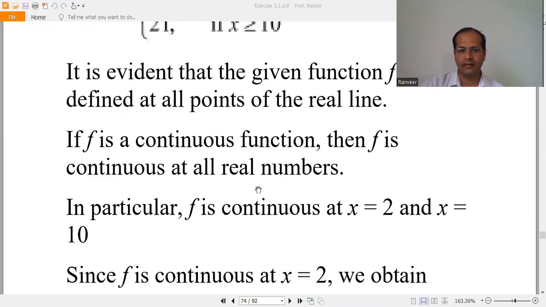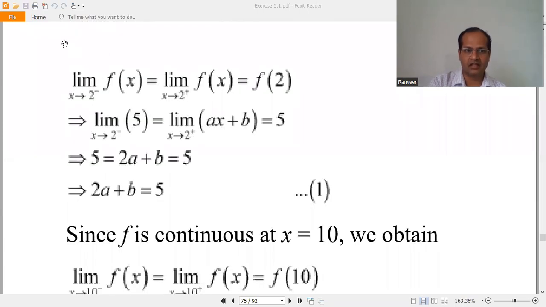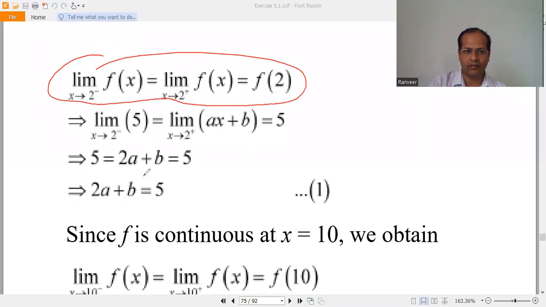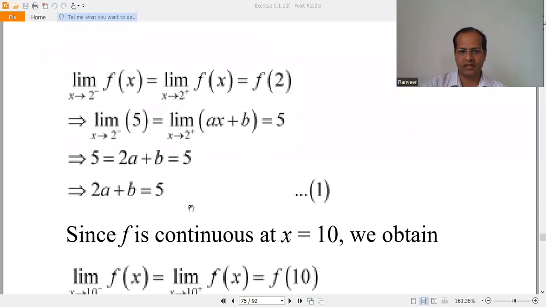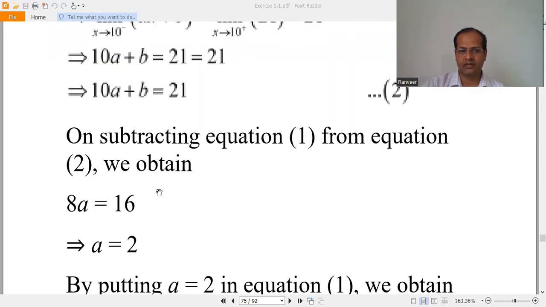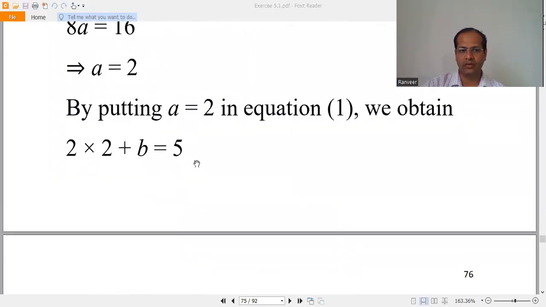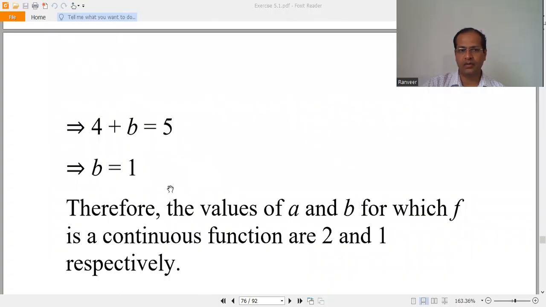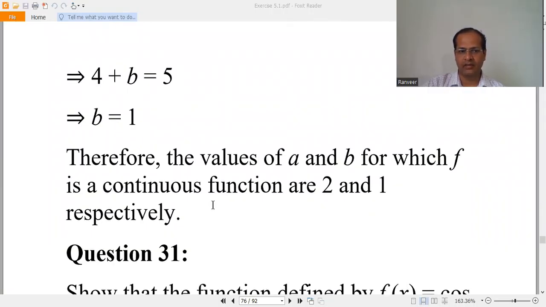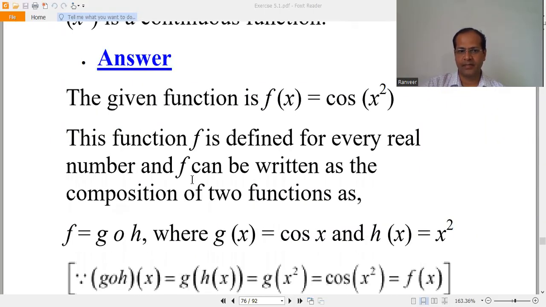Just you can check here. 2a plus b, this is the first value, and 2a plus b equal to 5 that we discussed. Now similarly f is continuous at x equal to 10. So 10a plus b, just by solving these two we get a equal to 2 and b equal to 1. So this is the value of a and b, so that the function f(x) defined by f(x) equal to cos x square is continuous.